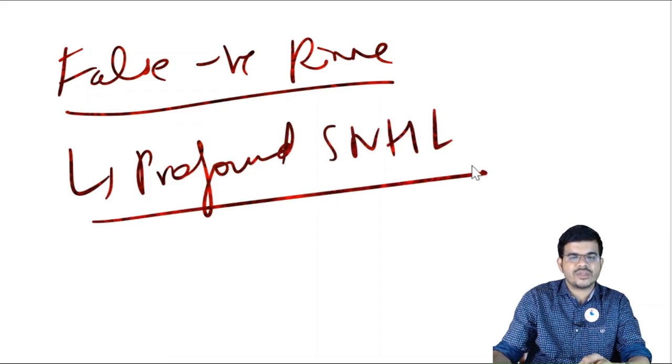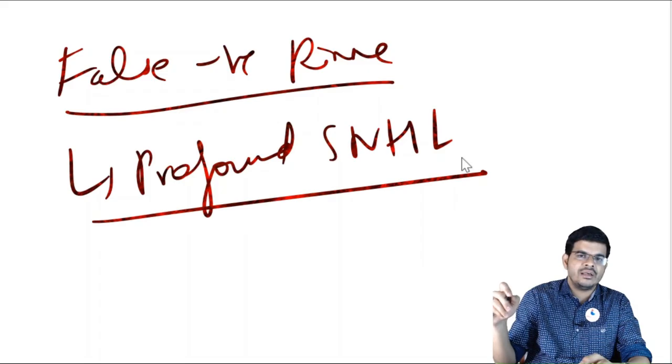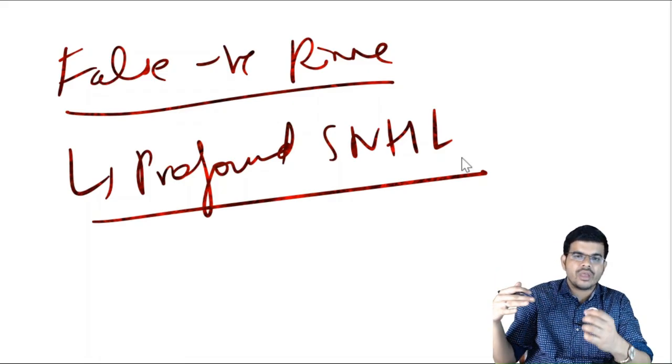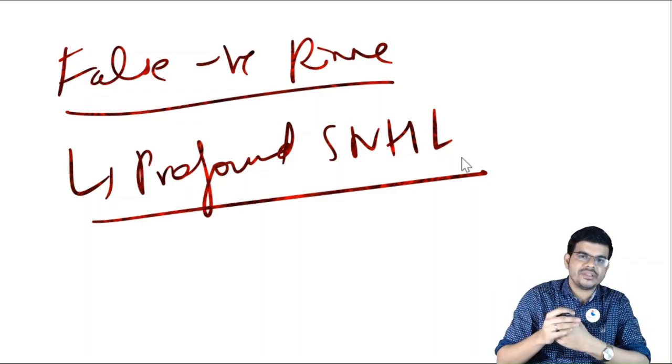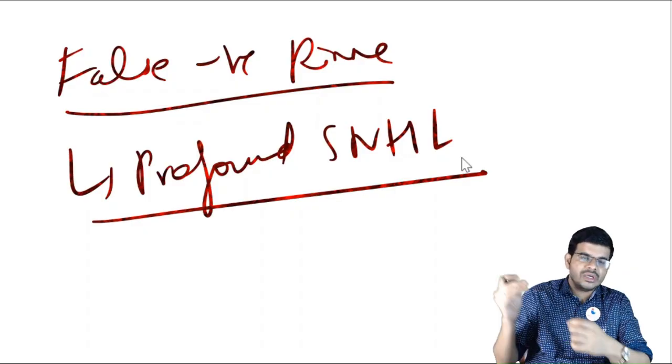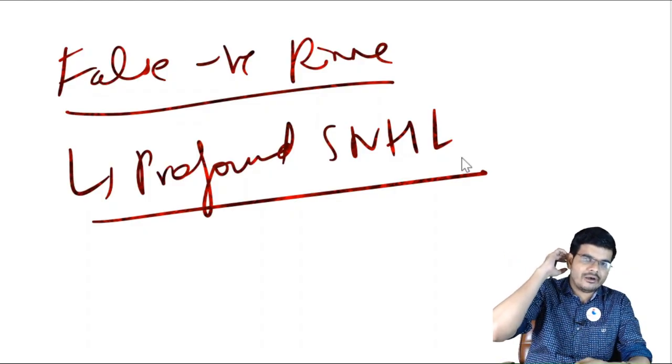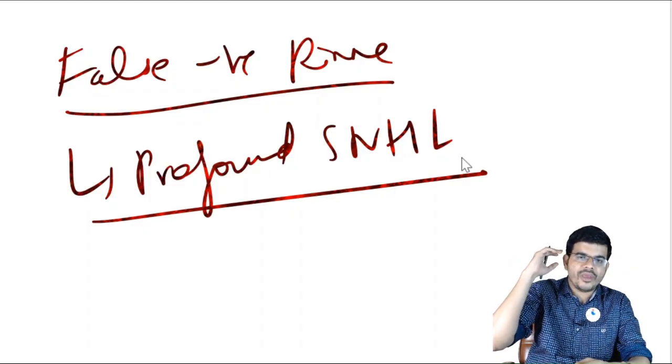Profound SNHL. What is this profound SNHL? When the hearing loss is more than 90 decibel. All that we will be learning. Okay, for now just remember that when there is severe or profound SNHL, the patients on this side won't be hearing at all because of the profound hearing loss.